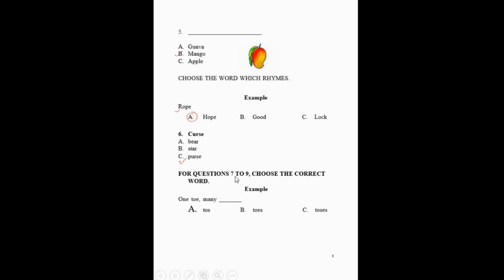Now coming to question numbers 7 to 9. For example, one toe, and what would be the many for the toe? It would be many toes, singular to plural, right? Now we have to find one calf, many. What will it be? Calfs, calves, calfss, or calv? We know that in the plural, the correct spelling would be calves. One woman, then what would be the spelling for that? Women. One mango, many mangoes.